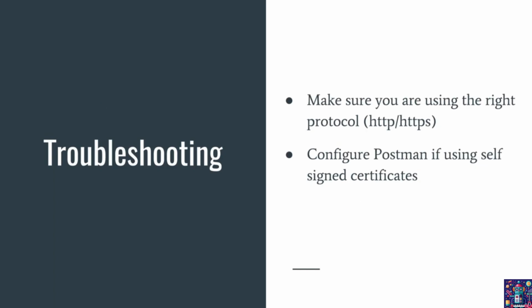I know this might sound stupid, but trust me, it happens a lot. So make sure you're using the right protocol. Some services work only with HTTPS, which is generally considered a good practice, while some only support HTTP. Additionally, you might have problems with Postman if the API you are calling is using self-signed certificates. In that case, the short fix would be to disable SSL certificate validation in settings.